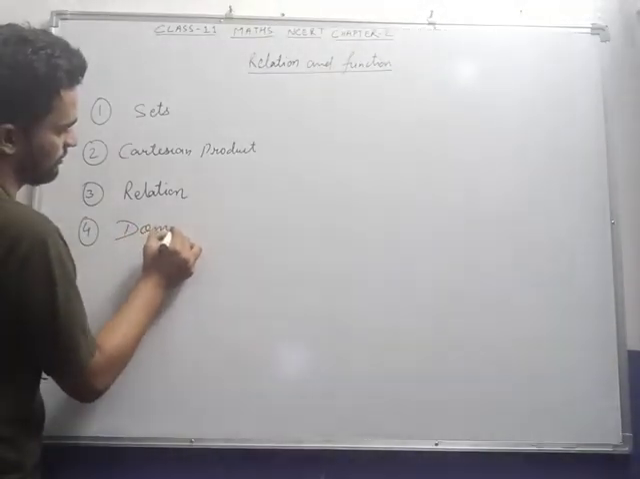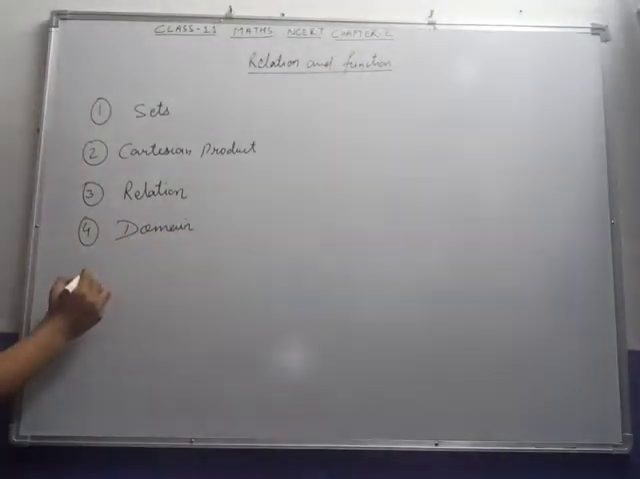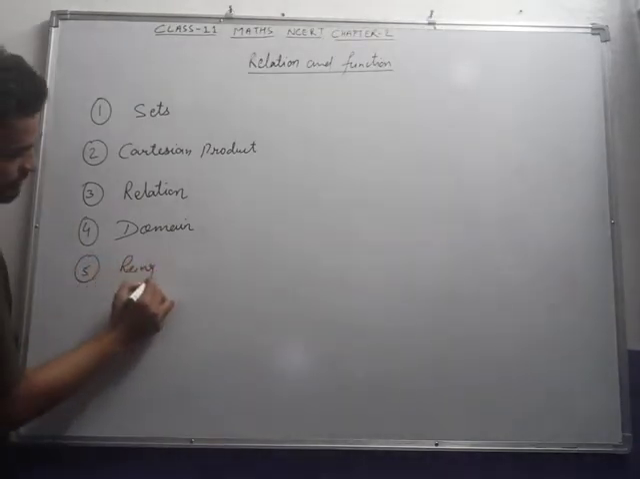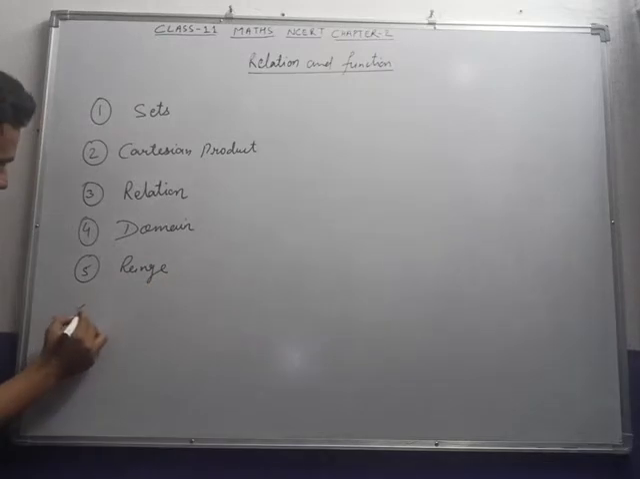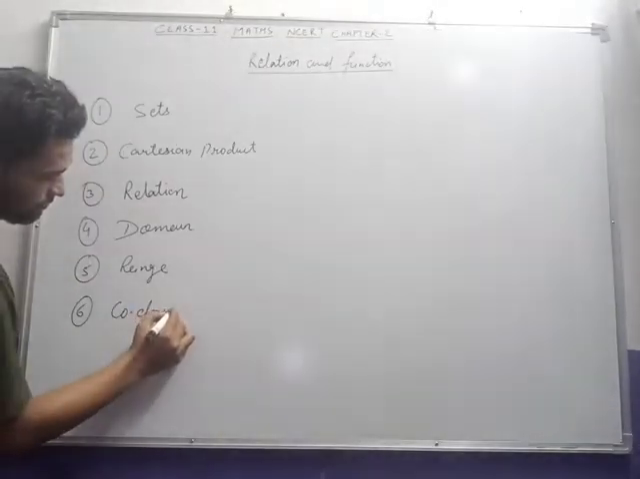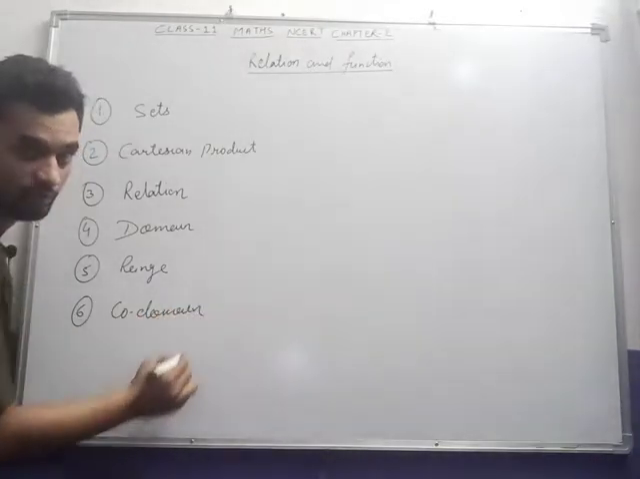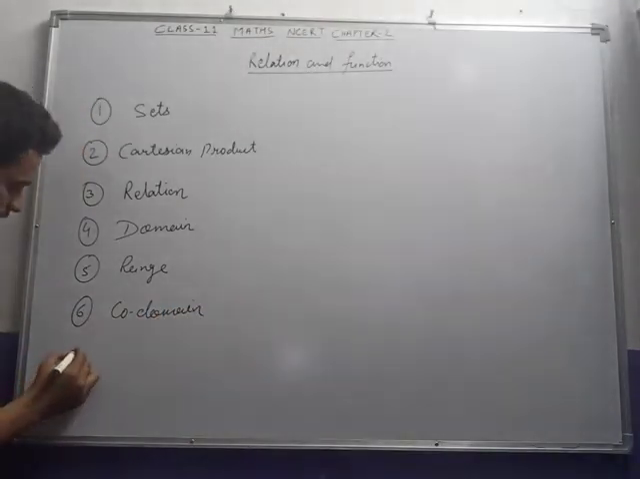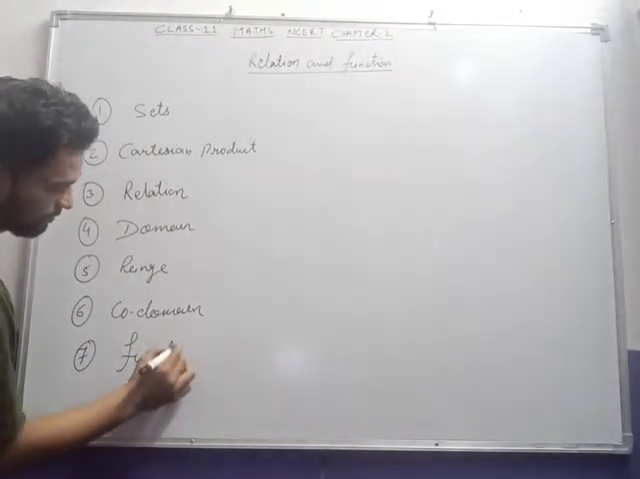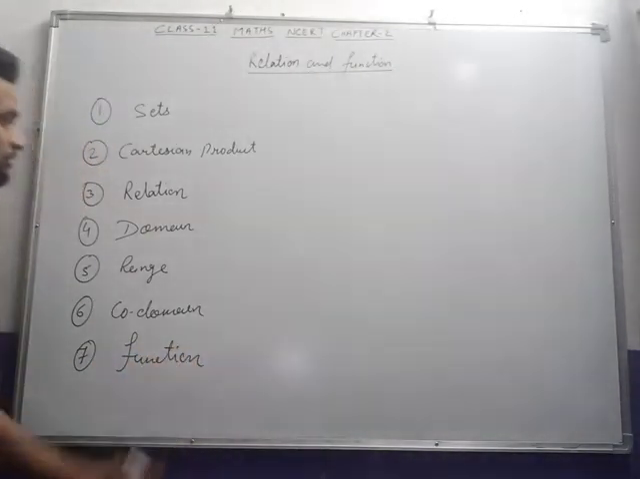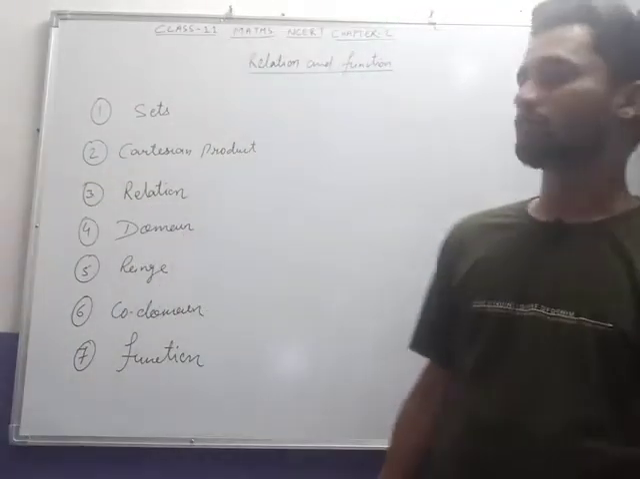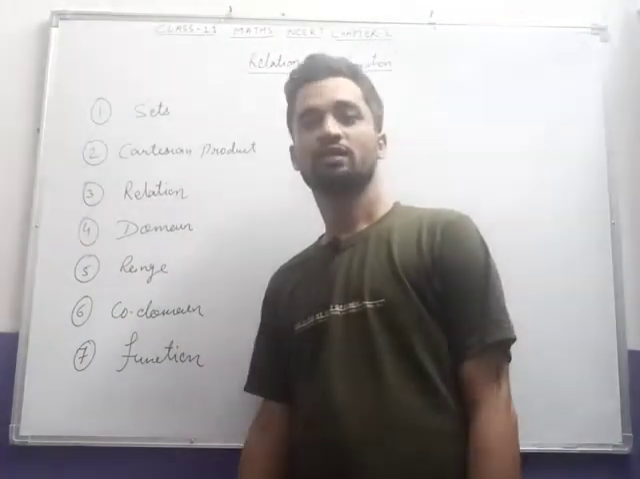Fourth is domain. Fifth is range. Sixth is codomain. Then seventh and the last, function. So these are the 7 main topics which we are going to study in this particular chapter.